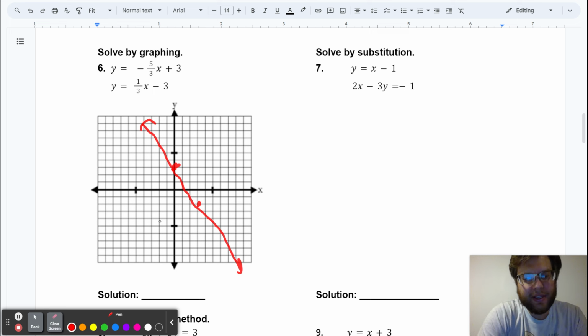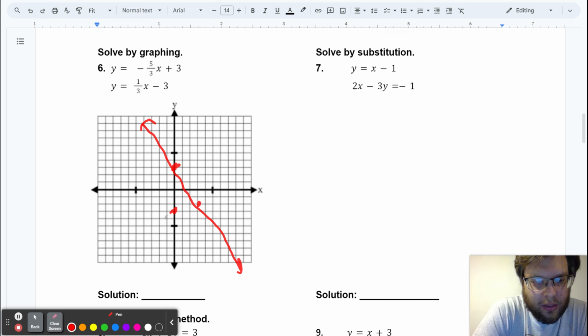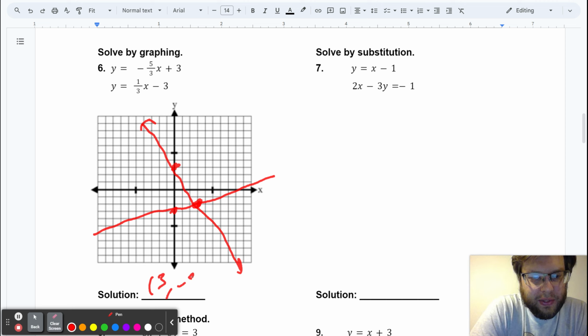If I was doing this on the test, I would definitely grab a ruler. The next one starts at negative 3 and goes up 1 and over 3. And you can see they cross over right here at this point where x is equal to 3 and y is equal to negative 2.